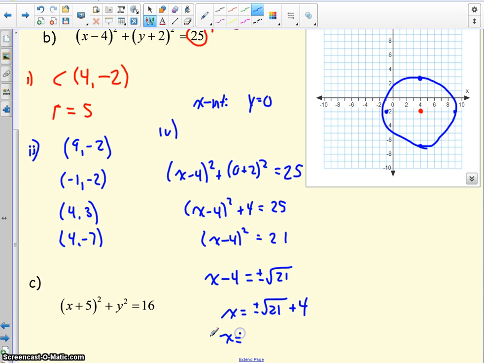I'll do that in my calculator. Let's see what we get. Okay, so when I run both answers through my calculator, root 21 plus 4 and negative root 21 plus 4, I get these two possible answers.